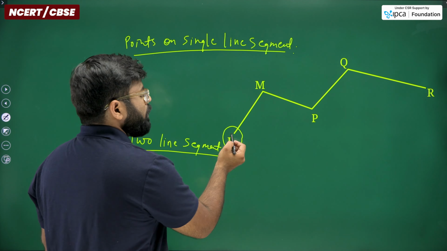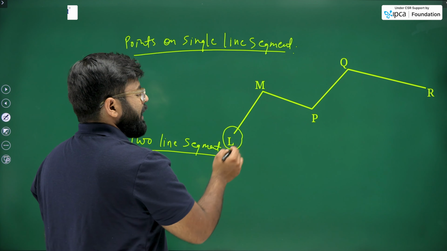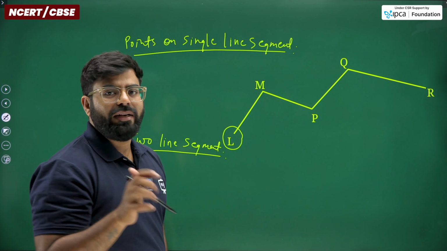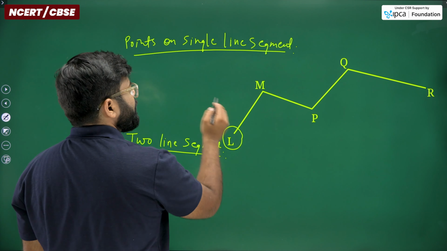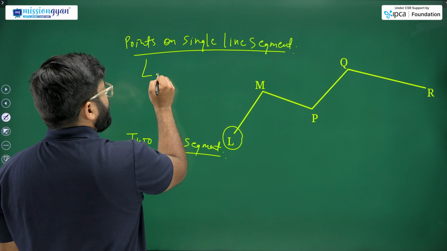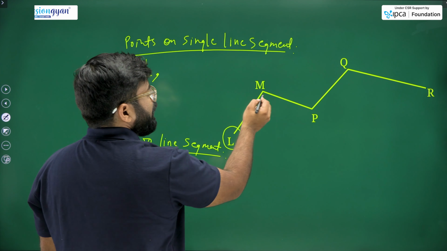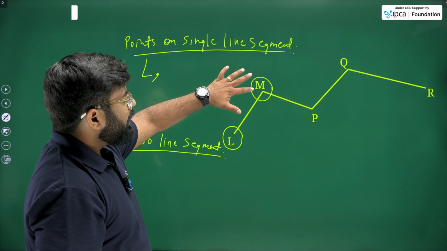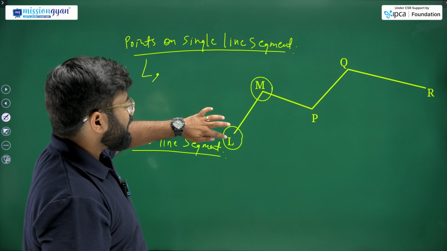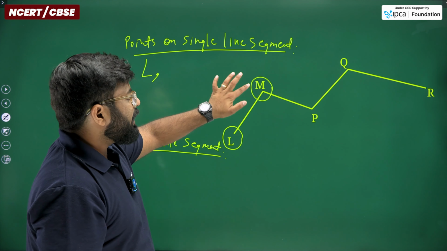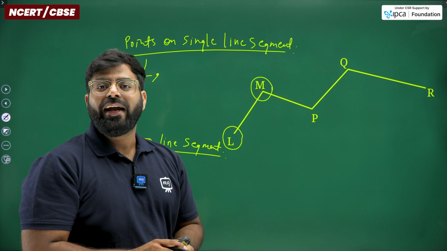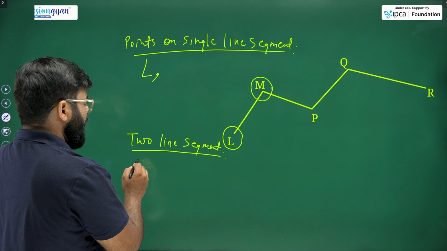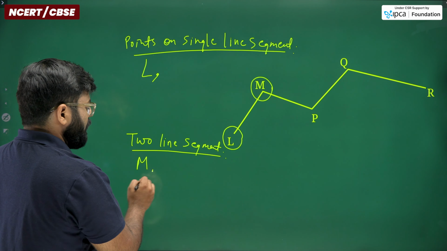So it is basically on one line segment, that is LM. L is not sharing its name with any other line segment. So we can say that L is sharing with only one line segment. Is that clear? Now let's talk about M. Now you will understand that M is sharing its name with line segment LM and also MP. That means it is sharing its name with two line segments. So we can write M in the two line segment part.